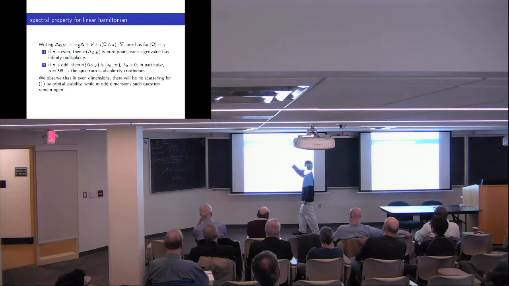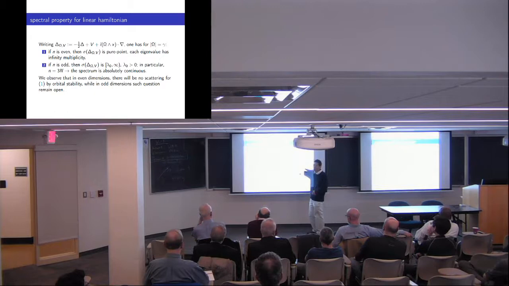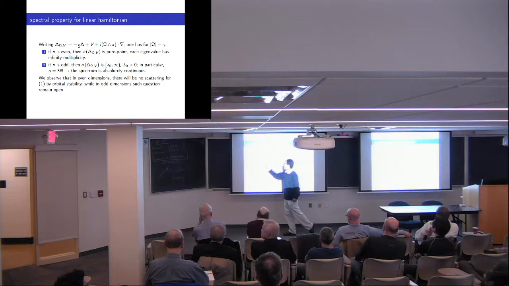So in this case, we do understand something. When n is even, the even dimension, the spectrum is purely point. They look like a Hermite operator spectrum. Each eigenvalue has an infinite multiplicity. And this is a difference from the Hermite case, because in the Hermite case we only have finite dimension for the eigenspace. But in this case, they have infinite dimension.